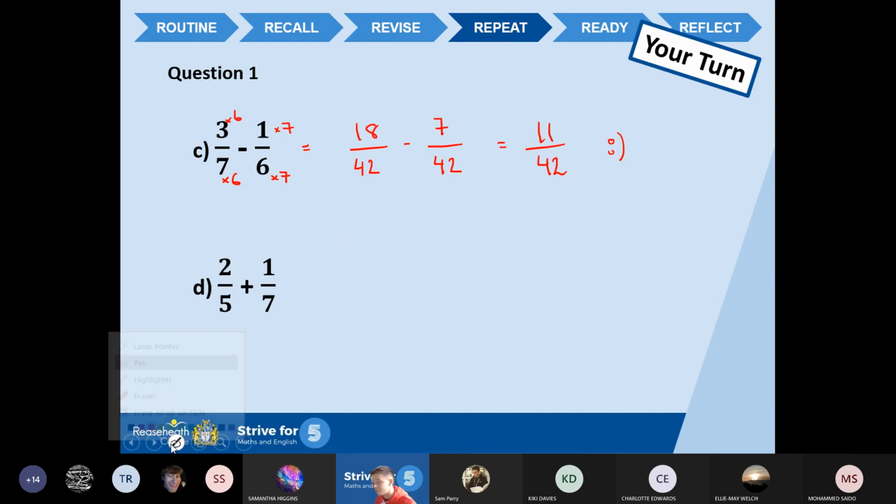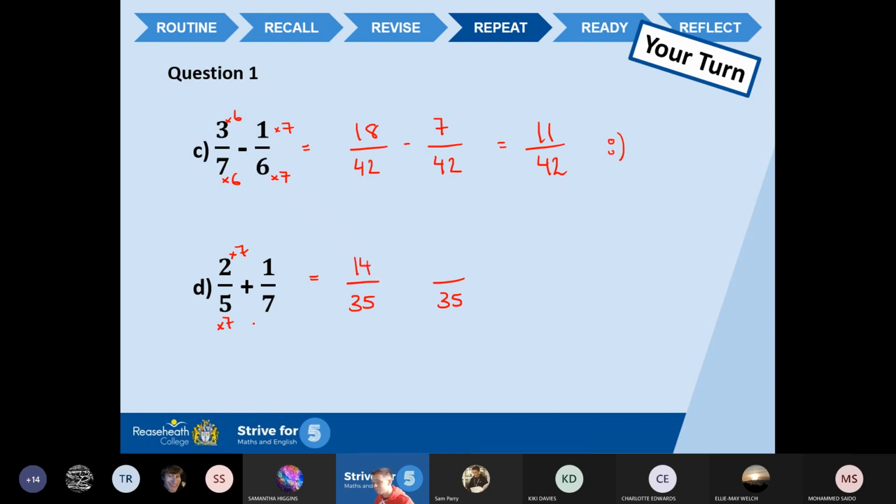Brilliant. And then we've got an addition here now, okay? So the bottom numbers are different. Step one, make them the same. How do we do that? We times the bottom numbers together. So 5 × 7 is 35, like so, okay? How did I get from 5 up to 35? I timesed it by 7. Do the same to the top. 2 × 7 is 14.